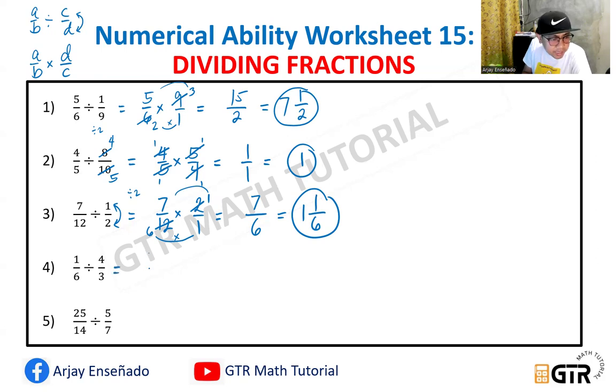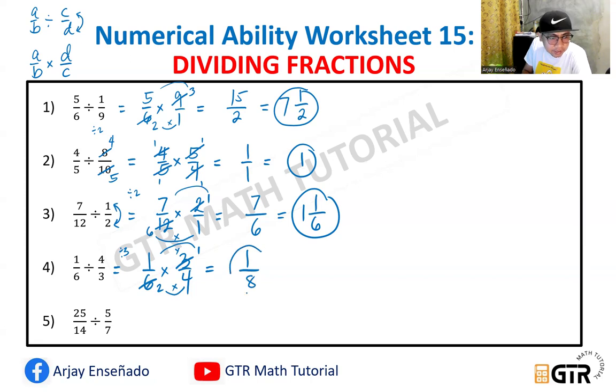So we have 1/6. Copy the first fraction, change to multiplication, and then get the reciprocal, so we have 3/4. Then cancellation law. So we have 3 and 6, both divisible by 3. So 3 divided by 3 is 1. 6 divided by 3 is 2. So multiply now the remaining numbers. So 1 times 1, so we have 1. And then for the denominators 2 times 4 is 8.